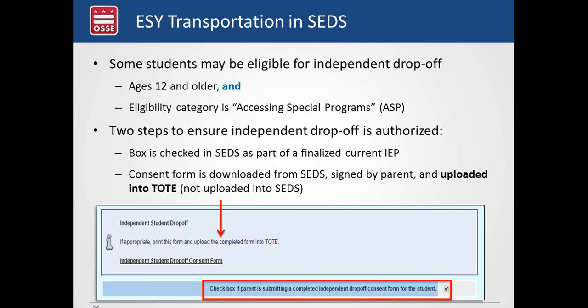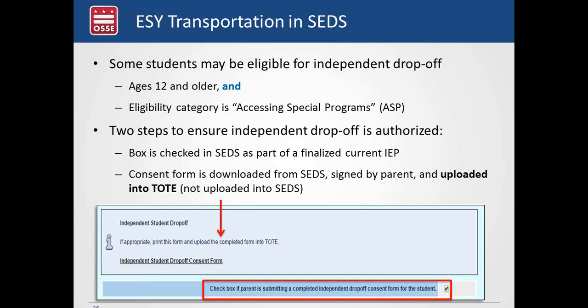This is an issue that happens a lot. A driver tries to drop the student off at somebody's house, and there's no parent there. The driver cannot drop that student off. Why? Because an independent student drop-off has not been authorized through the proper channels with all the proper paperwork. So one key to that is, first of all, making sure the student is 12 or older. Second of all, this can only happen if the student qualifies under the Accessing Special Programs category of eligibility.